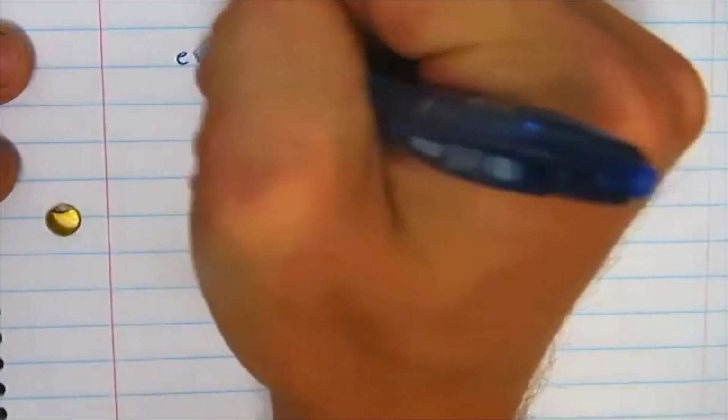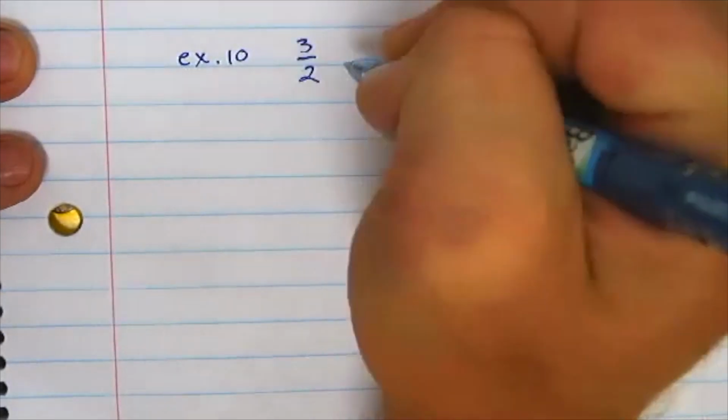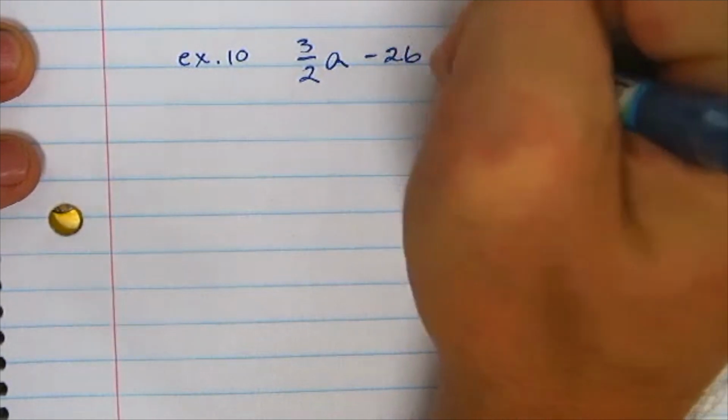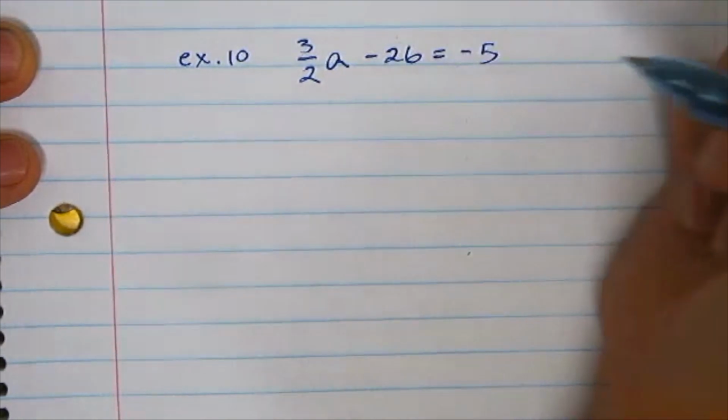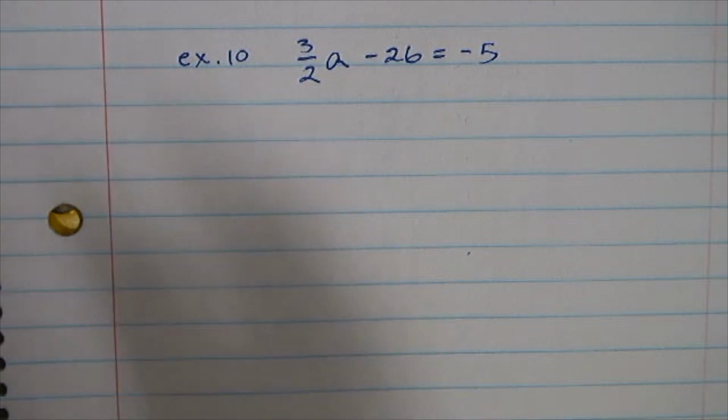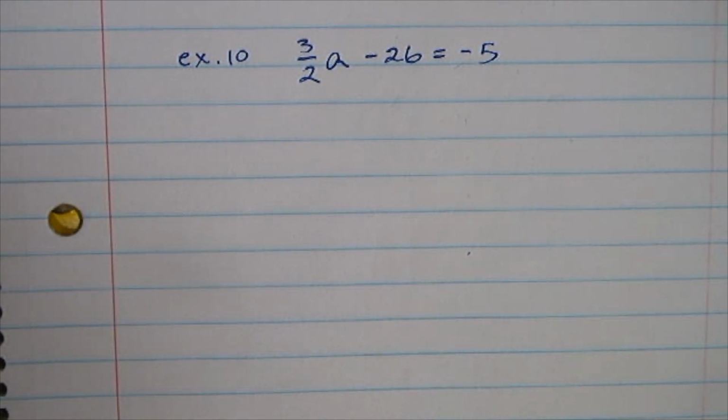Okay, example number 10. We've got 3 halves a minus 26 equals negative 5. A little different. We're not just distributing with a fraction. We've actually got it as a coefficient here on a, and we're going to have to deal with that when we get to it. For right now, it's just a simple two-step equation, so don't get so fixated on the fraction. Just go ahead and work the process and see what happens after.